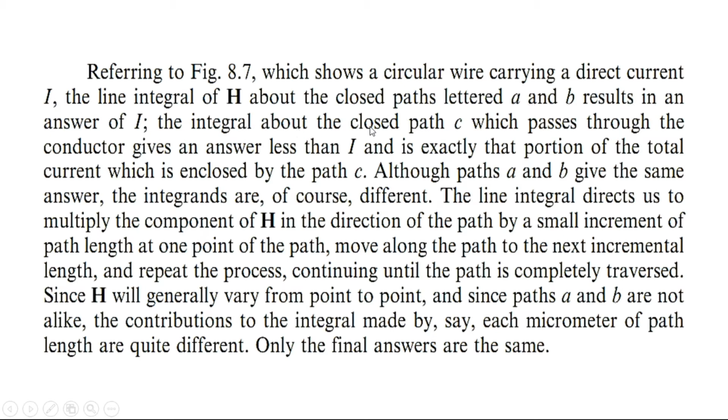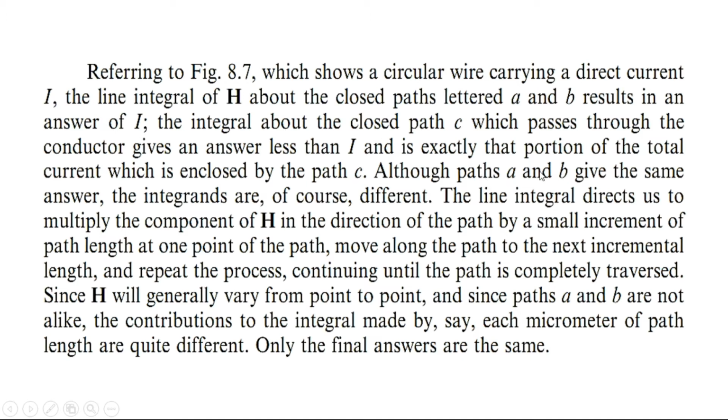The integral about the closed path C, which passes through the conductor, gives an answer less than I, because path C is not fully enclosing the whole conductor. It is enclosing a portion of the conductor. So it will give us a result that is less than the total current, and is exactly that portion of the total current which is enclosed by path C.